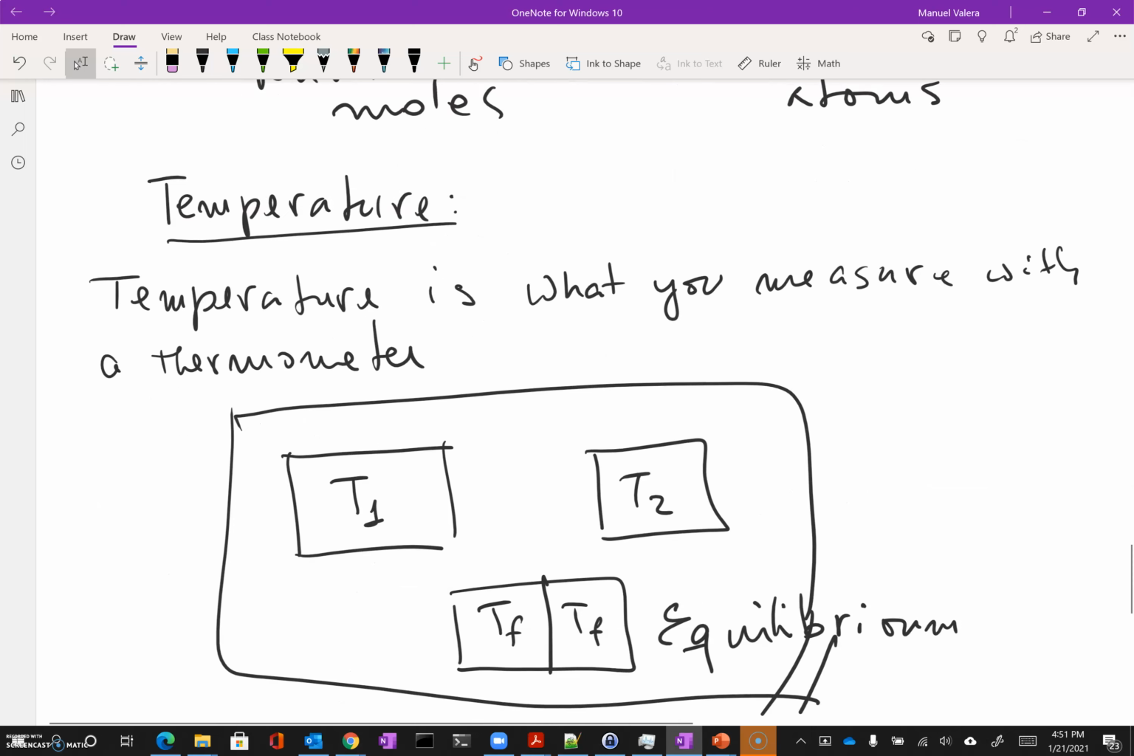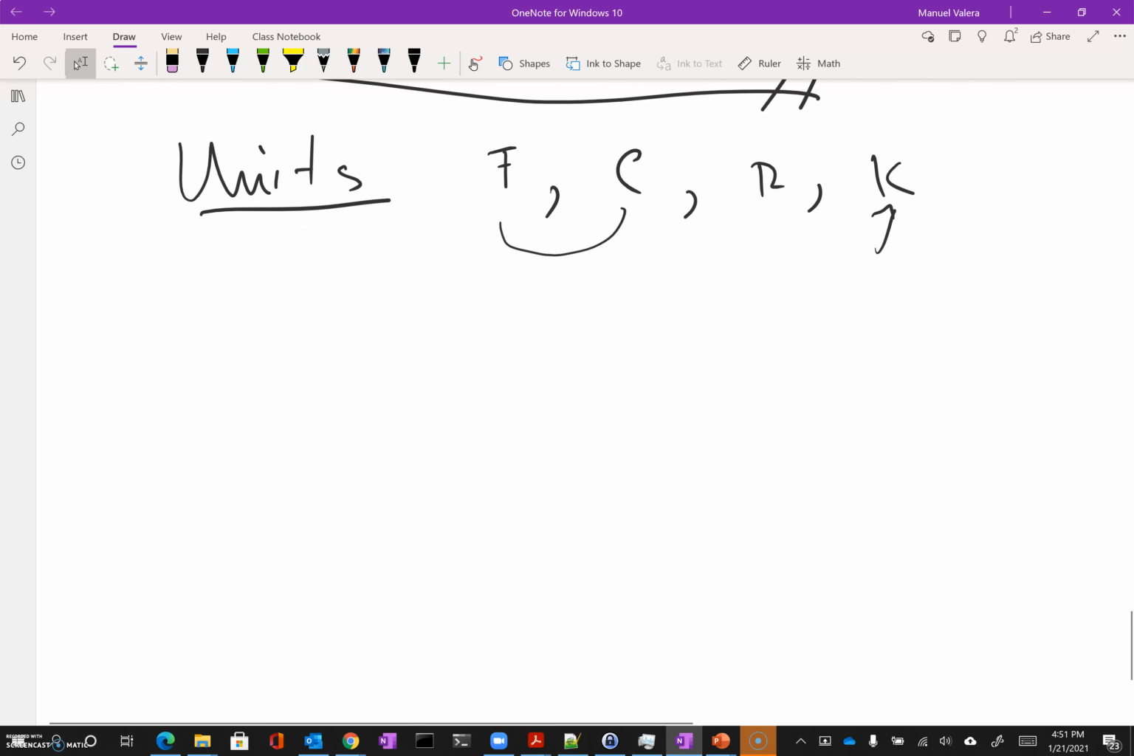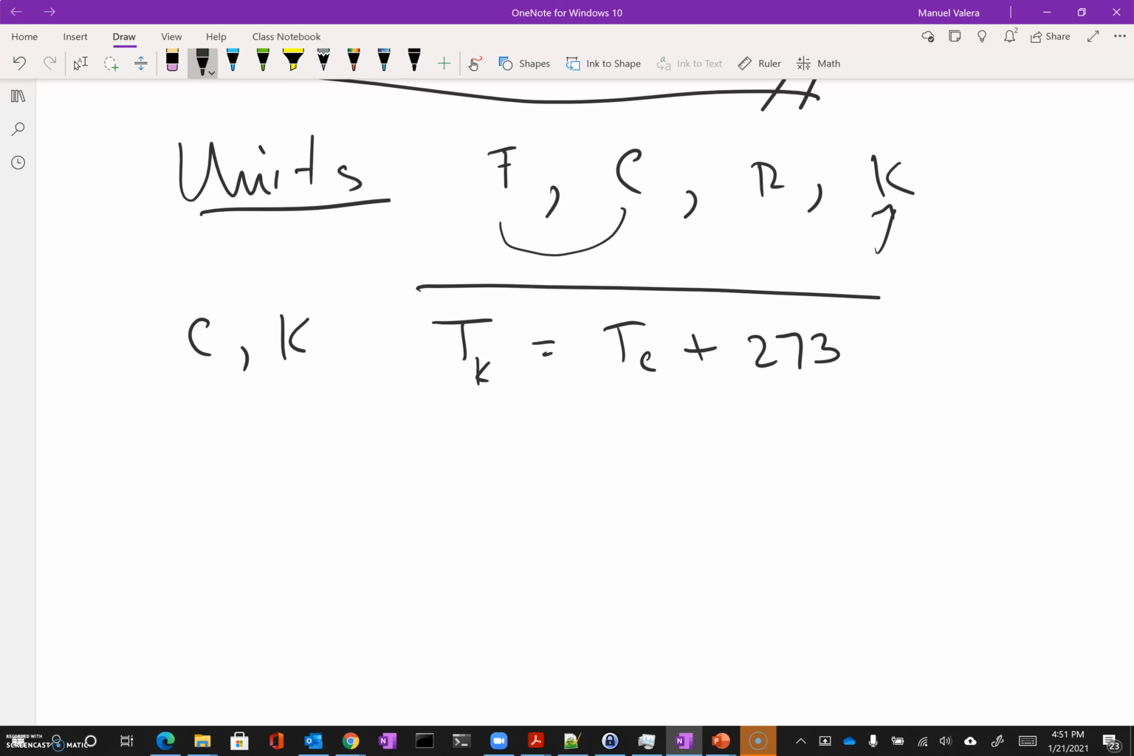So let's look at how to convert from one type of unit to the other. The important one, let's start with Celsius and Kelvin. So the temperature in Kelvin is going to be equal to the temperature in Celsius plus 273. So that's the equation. That's all you need to know. It's the same scale, it's just shifted. It has a different origin.